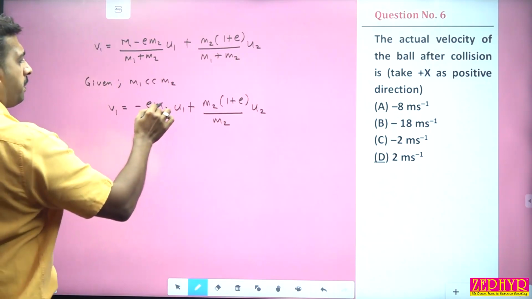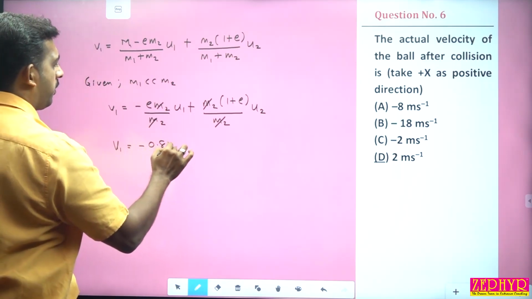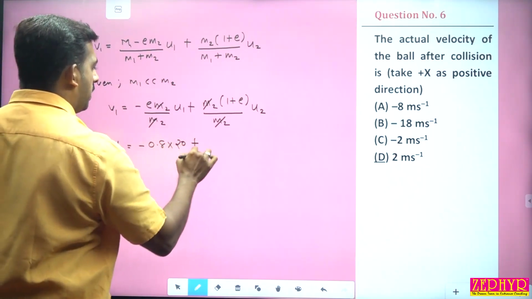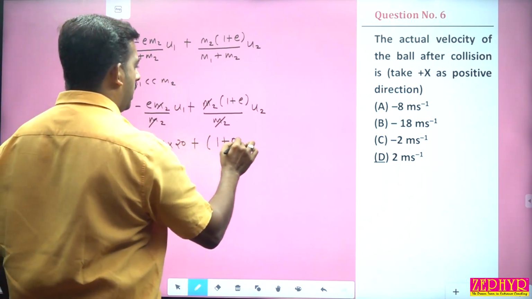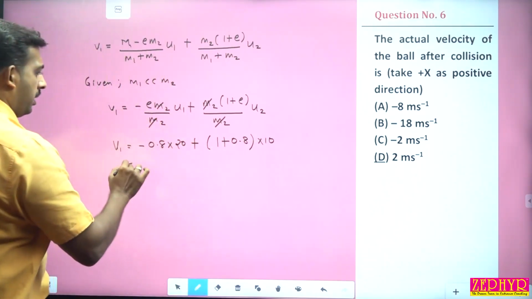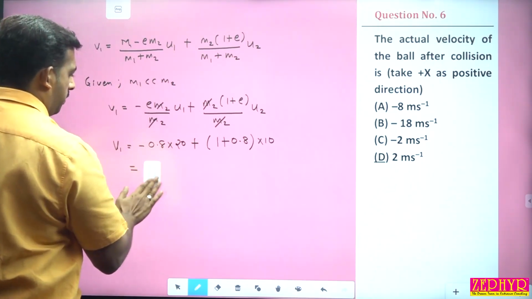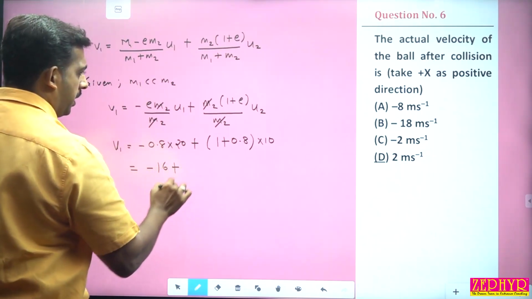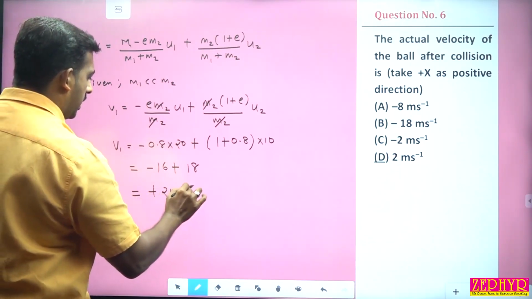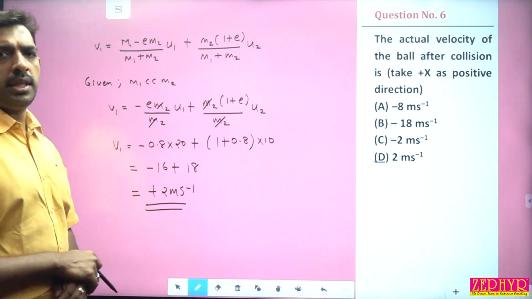Now you can cancel this m2 from these two equations. So v1 is equal to minus 0.8 into u1, which is 20, plus (1 plus 0.8) into u2, which is 10. So we'll be getting minus 16 plus 18. So the answer is plus 2 meters per second. So the body will be moving in the positive direction with a velocity of 2 meters per second. Is it clear?